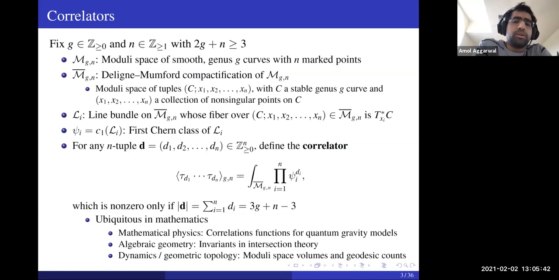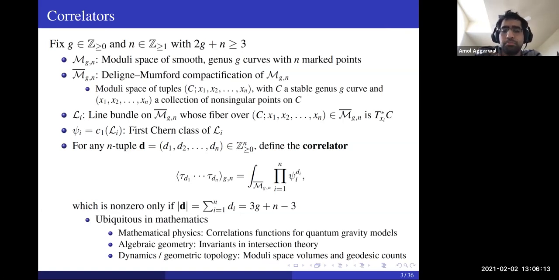So we'll let L_i denote the line bundle on M_{g,n} bar whose fiber over this marked curve (C, x1, x2, all the way to xn) is the cotangent space at xi of C. So in particular, this L_i is looking at the ith marked point on C, and then it's taking the cotangent space there. And we'll let psi_i denote the Chern class corresponding to L_i.